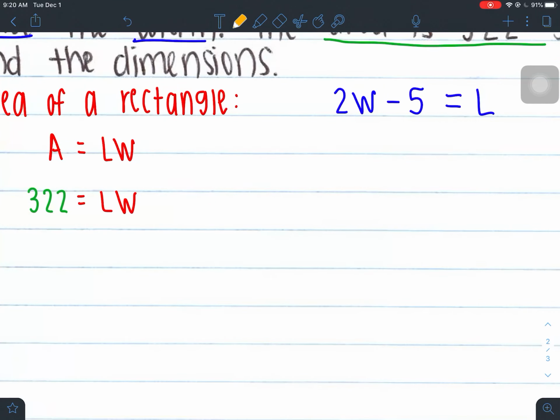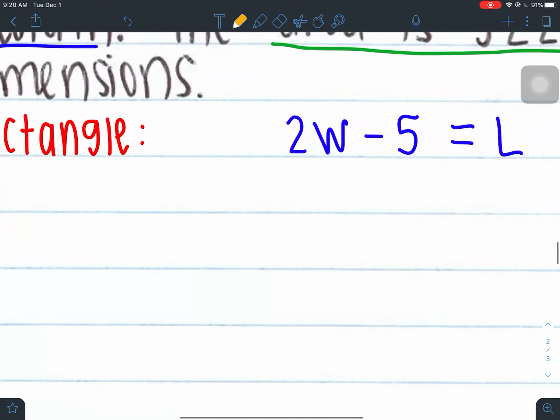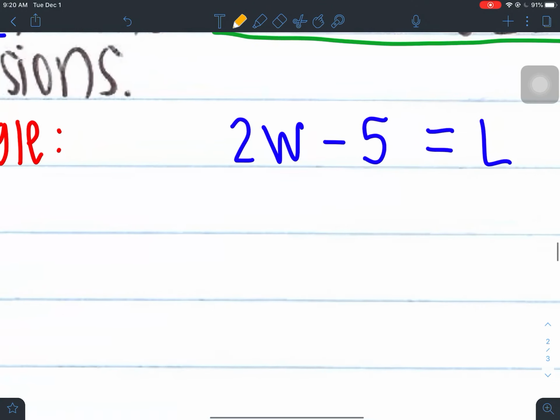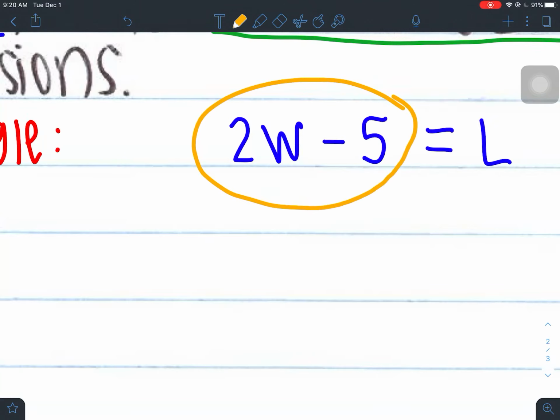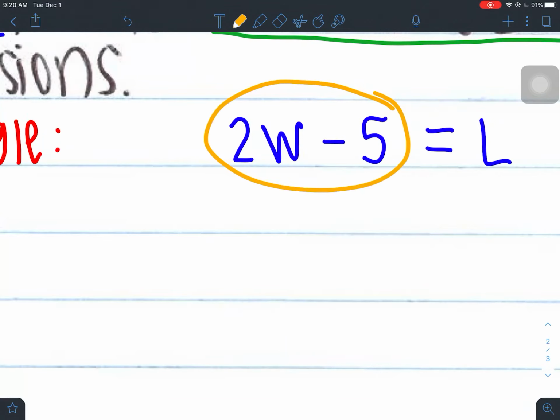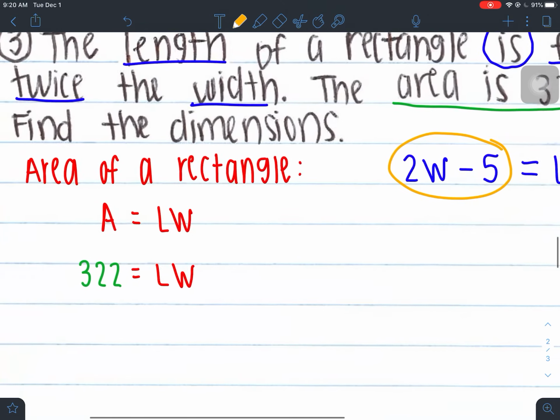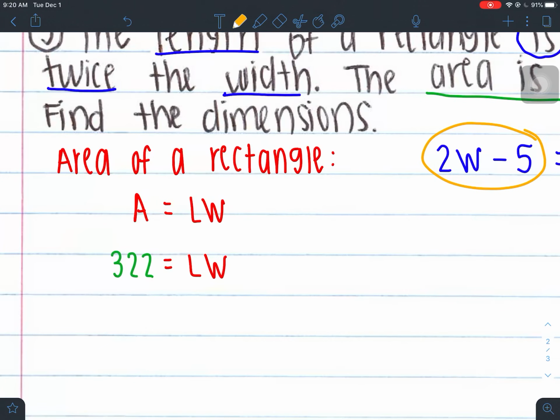We have 322 equals LW and 2W minus 5 equals L. So we're going to use substitution here because I can only plug in one equation into my calculator. So I know that L equals 2W minus 5. L is already by itself, so I can take that stuff and plug it in for a variable.